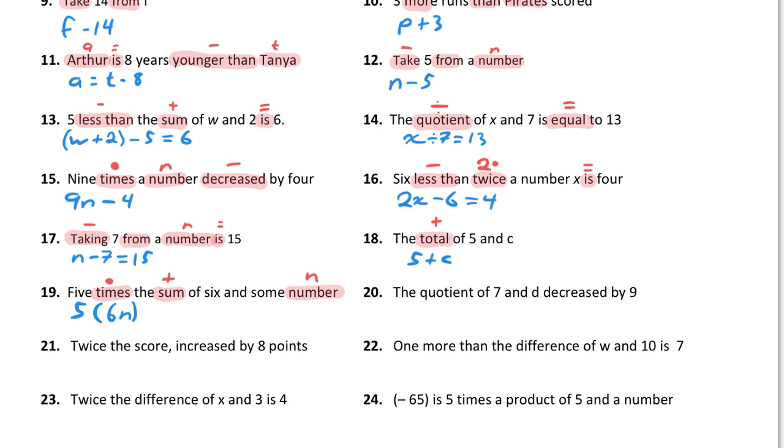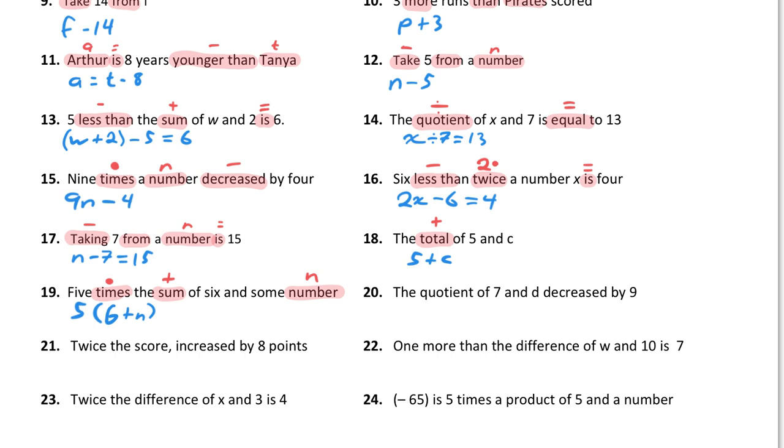5 times the sum of 6 and some number. This is not right. Let's fix that. I didn't use addition. Let's try using addition this time. So we've got 5 times the sum of 6 and some number. 6 plus n, and there you go.